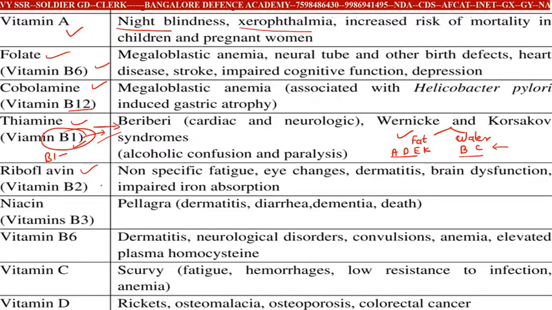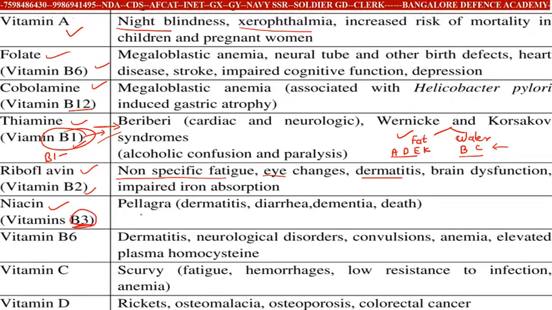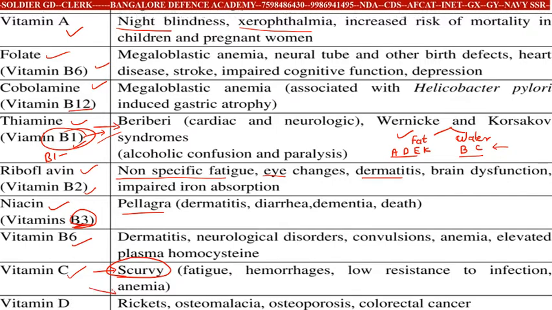Then you have riboflavin, that is vitamin B2. It always has eye changes or dermatitis kind of problem. Then you have niacin, vitamin B3, also known as viacin. You have pellagra, vitamin B6. Then you have vitamin C. Vitamin C deficiency will have something called scurvy. And then you have vitamin D. Vitamin D will cause rickets.